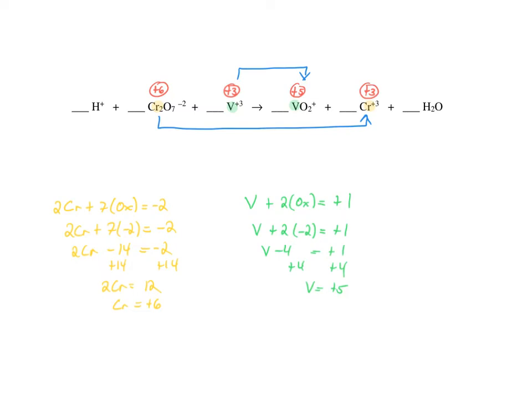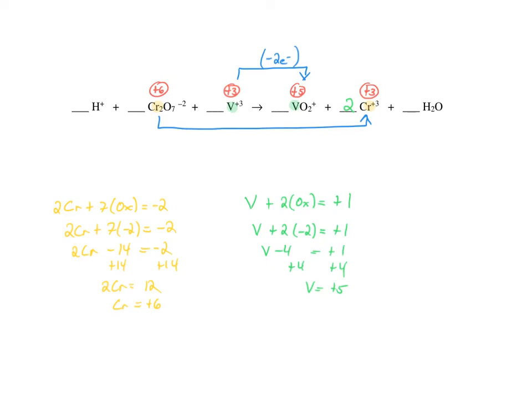Okay, now we want to pay attention to our subscript here. Before we worry about electrons, we have to make sure we balance the atoms that are changing oxidation number. So we're going to need 2 chromium 3+ ions in our products. Now we can worry about our electrons. Vanadium is going from +3 to +5. It's being oxidized by 2 units, and therefore there are 2 electrons that are being lost.